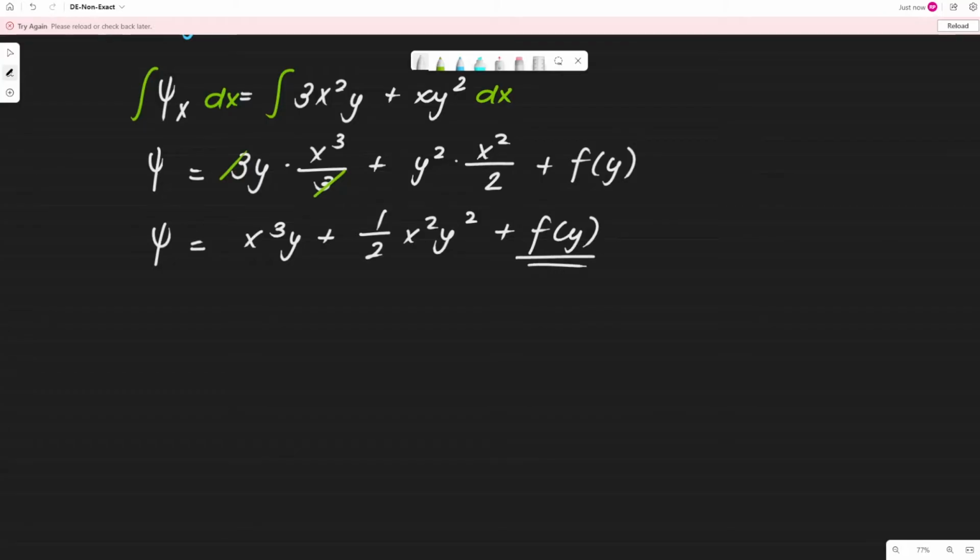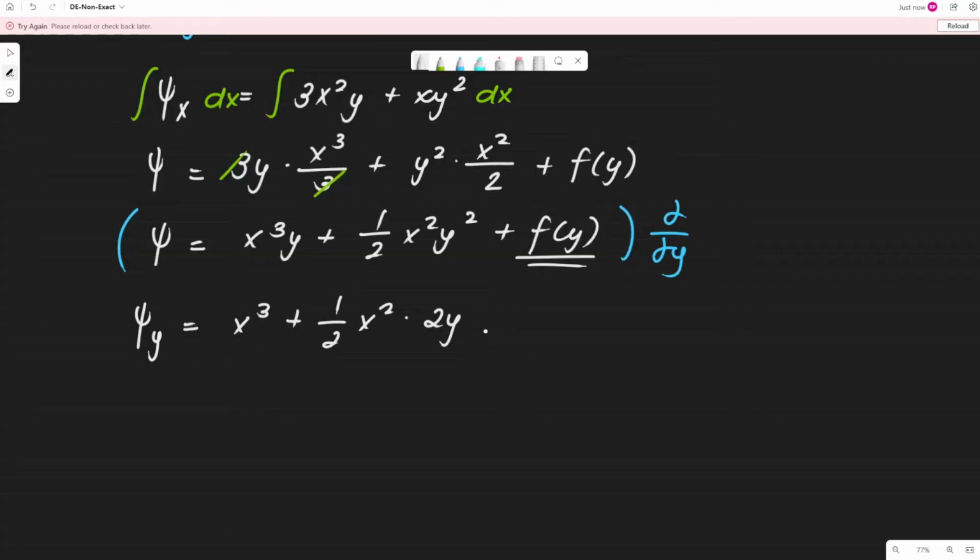We need to get the value of f of y. Paano natin gagawin yan? Again, no, we will get the partial derivative in respect to y. And then we will equate it with n, no? Yung n function natin. So we'll have psi y is equal to, so, lahat ng mga non-y's magiging constant since this is partial differentiation. No? So, we'll have x cubed plus 1/2 x squared times 2y, no? So, plus f prime of y. So, cancel this one, no? So, we'll have x squared y plus f prime of y.